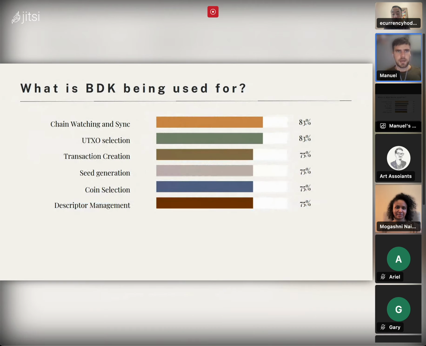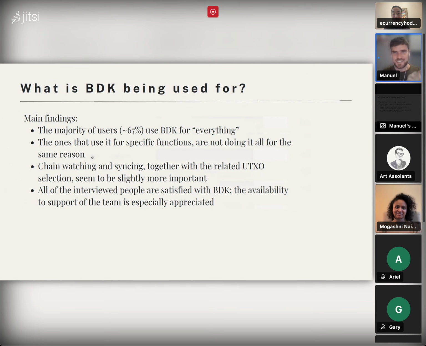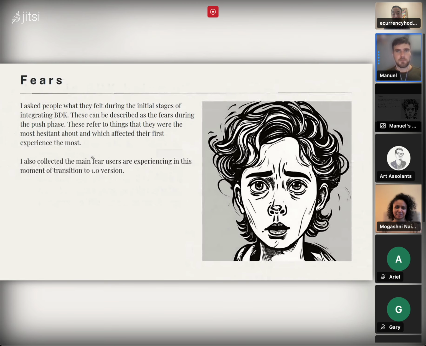And then I summarized the main uses of BDK. Actually, I found out that BDK was used for almost everything. So there was not a specific trait or specific part of the software that was predominant over the others. This was useful to know anyway. We need to maintain everything, and we were trying to discard something or to give less priority to something, but actually it was not possible. And then summarizing the findings a little bit, and then going to the fears.